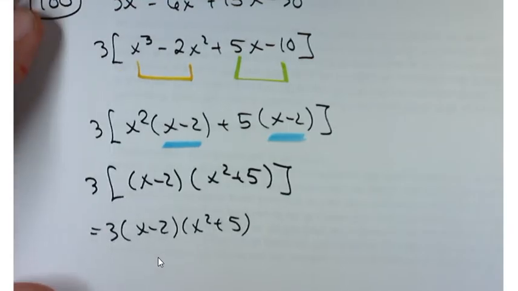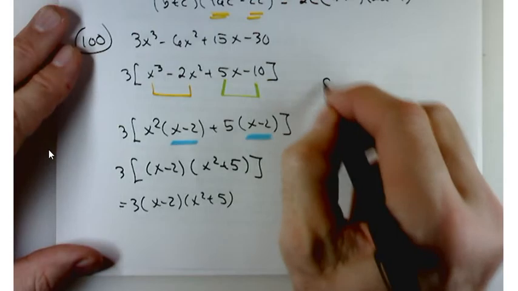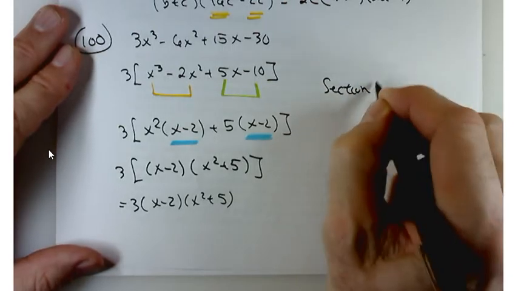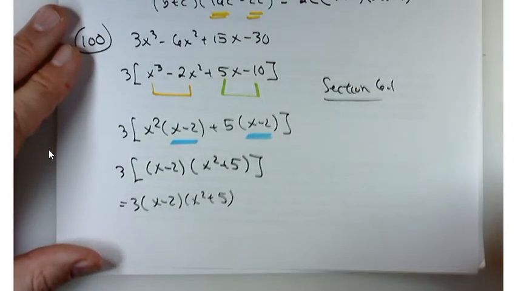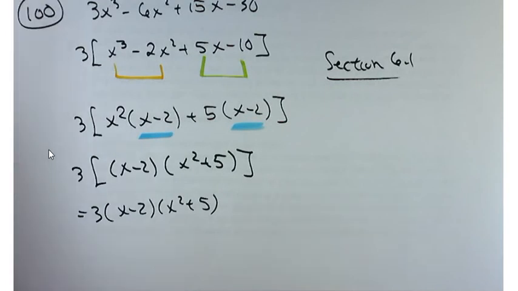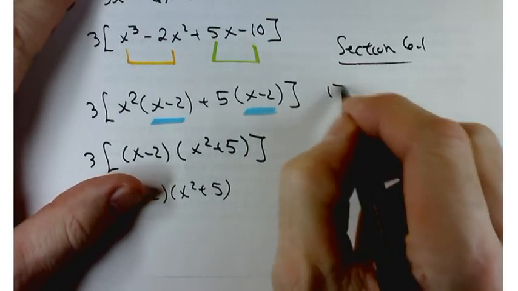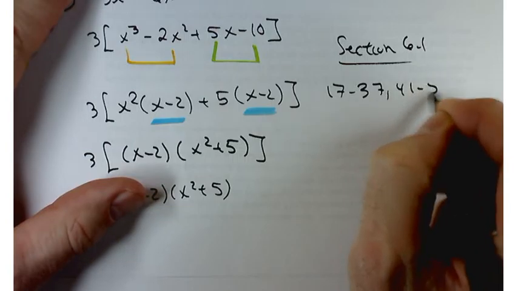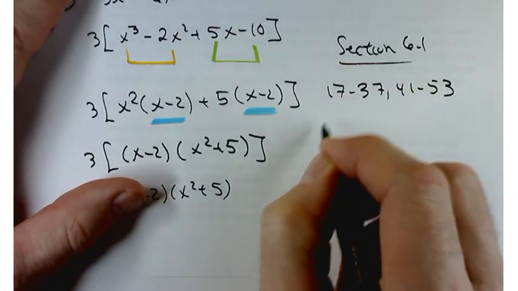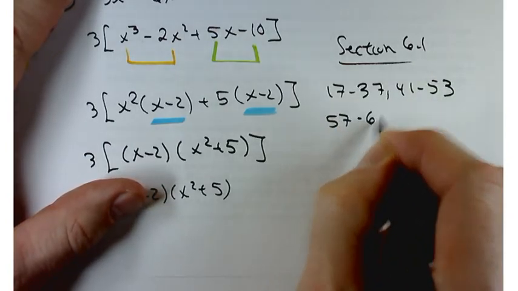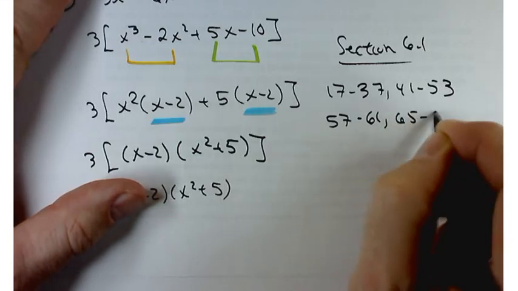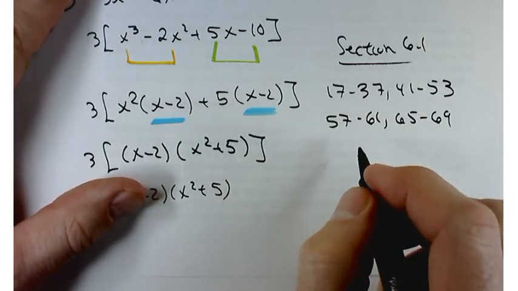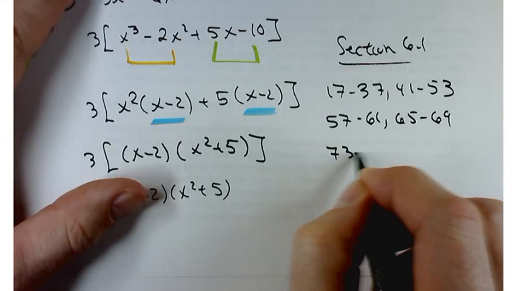For homework, section 6.1. Now, if you've done some of this, then just do it all over again. I'm kidding. So try 17 through 37, 41 through 53, 57 through 61, 65 through 69, and 73 through 101.